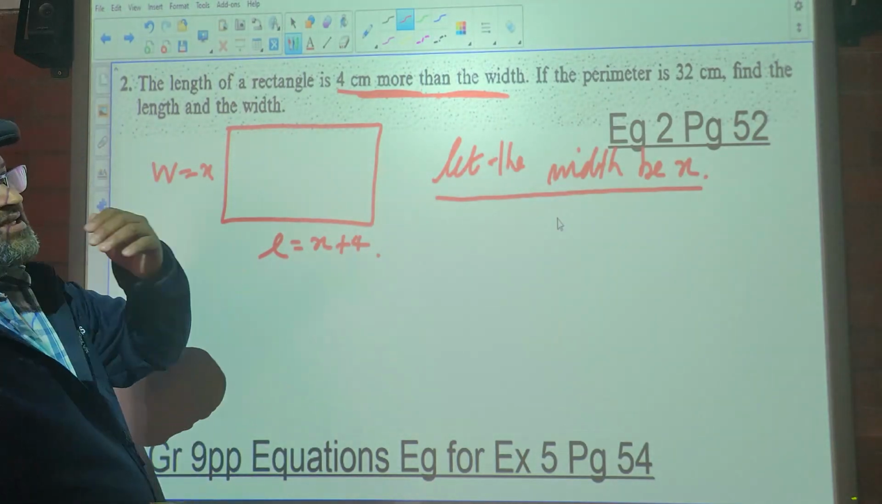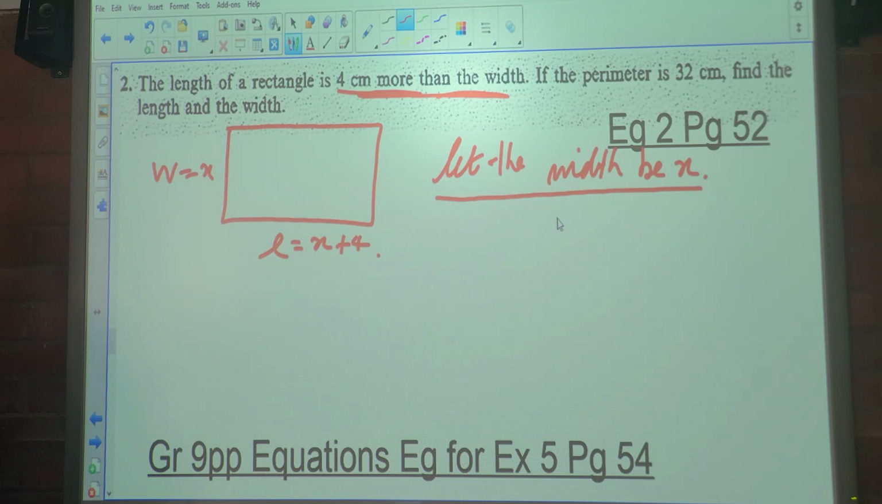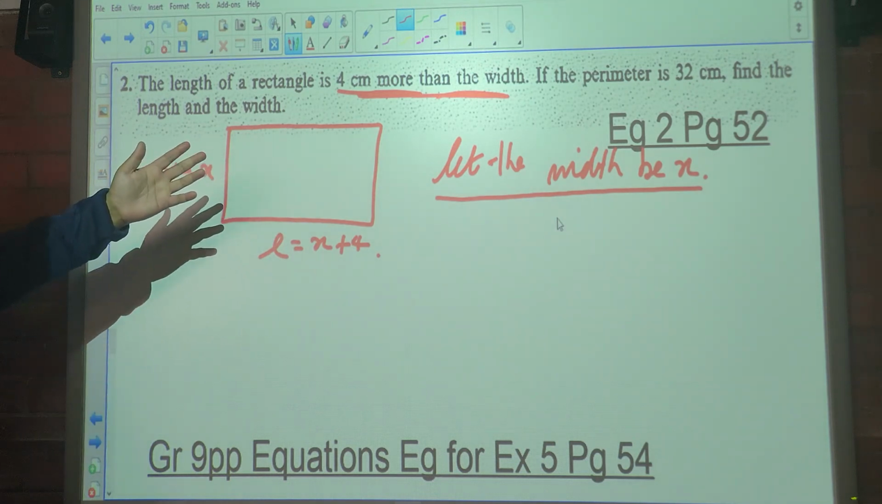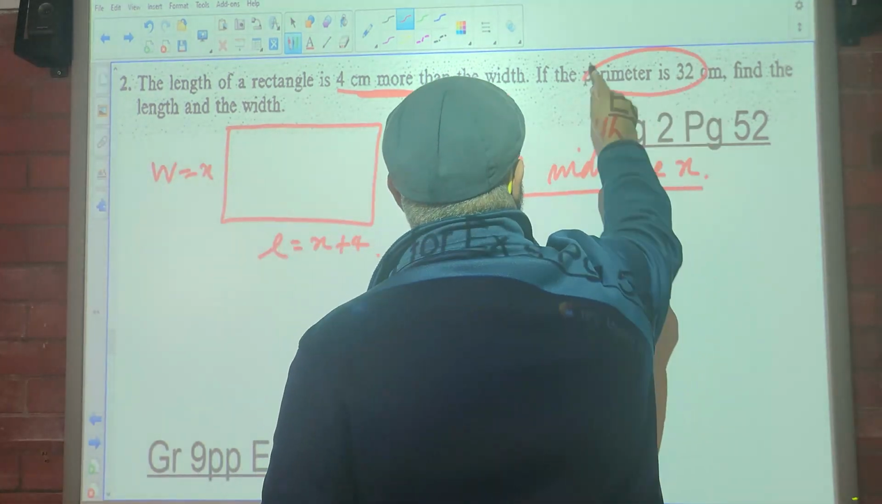If the perimeter is 32 centimeters, find the length and the width. They could also have asked you, instead of finding the length and the width, to work out or find the dimensions, which is the same thing. People, we are told that the perimeter is 32.